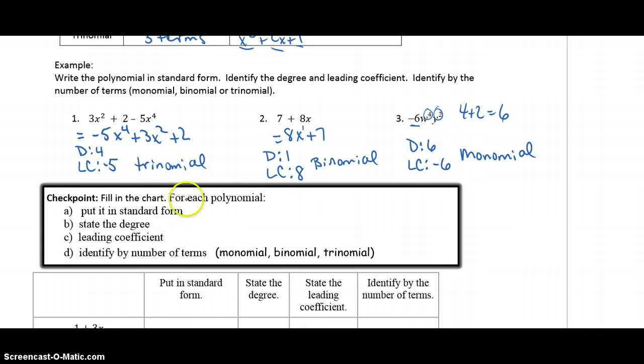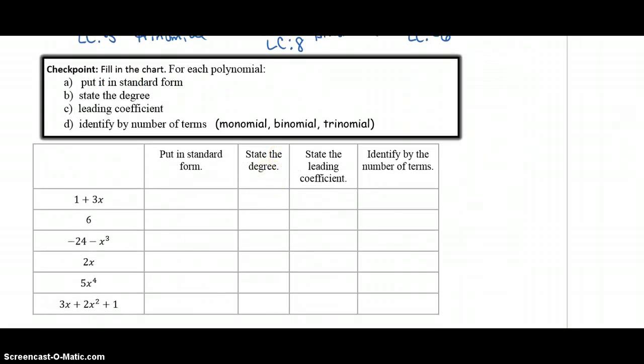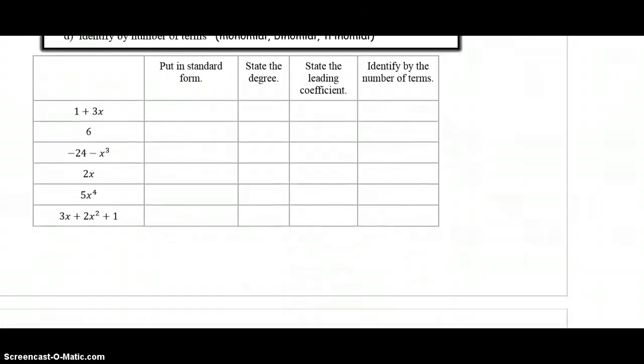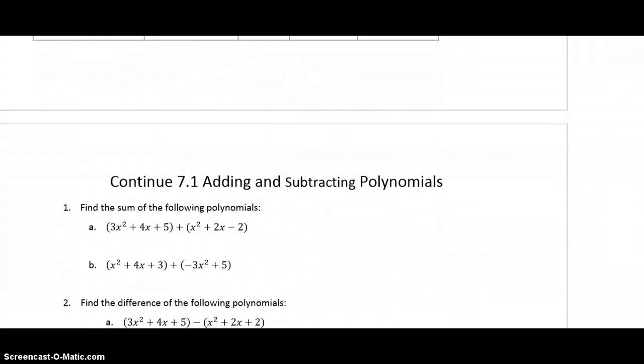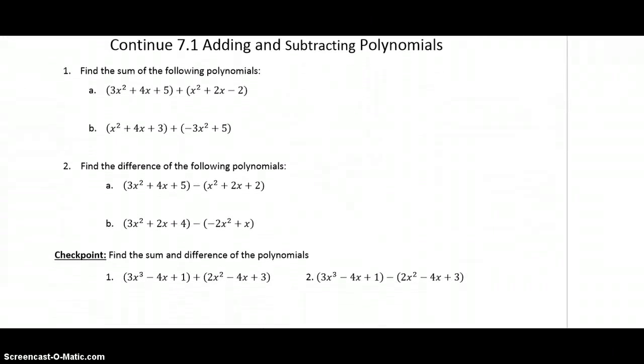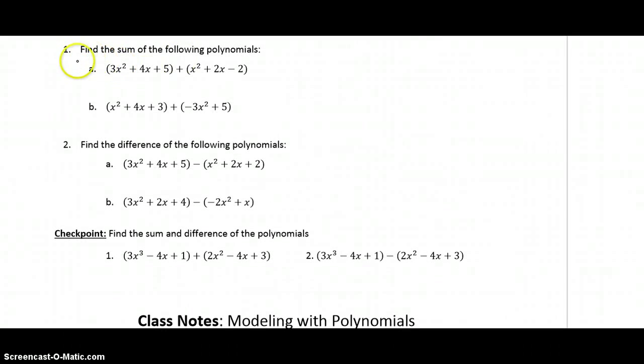So if you look below, there's a chart here, and I'm calling this a checkpoint, which means you'll try it on your own today, and then we will check it tomorrow in class. And you will get a point for doing that. You'll get a homework point. If you flip the page, we're going to do some adding and subtracting with our polynomials. And you'll notice here we'll do our first example, second example, and then there'll be another checkpoint for you to do, which will go over in class.